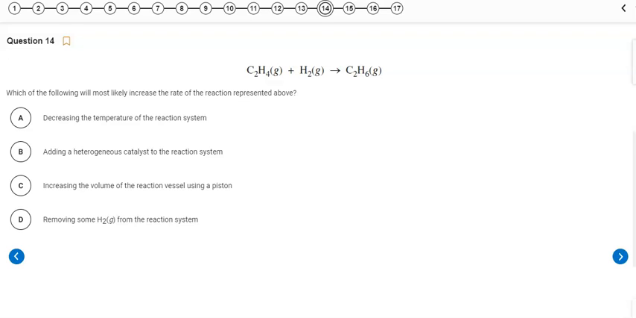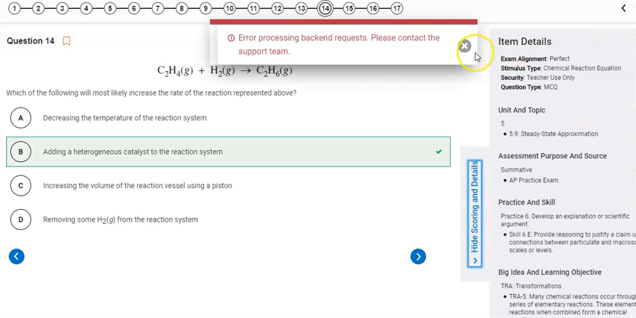What about the next two? Increasing the volume? No, that doesn't increase the rate of reaction. Removing some H2? No, you're reducing some of the reactant, the H2. That's not going to increase the rate of the reaction. That's going to decrease it. So the answer would be B. Adding a heterogeneous catalyst would be the answer there.